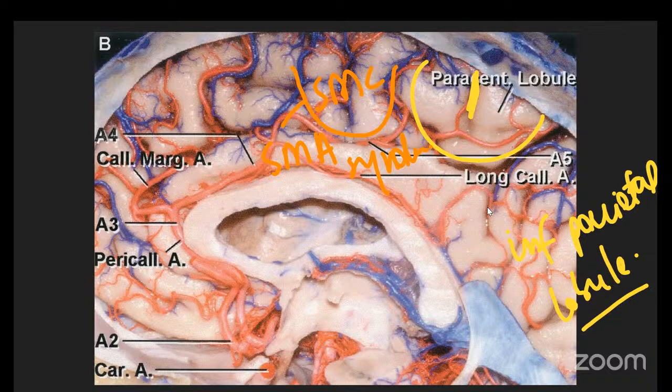Why are we concerned? We are concerned because once we are operating, we want to be sure which area we are dealing with. Is it the primary motor cortex? Is it the supplementary motor area? Because the deficit pattern between both is very different. The deficit pattern with supplementary motor area involvement is temporary, it's transient, whereas the deficit pattern with the primary motor cortex is going to be permanent.